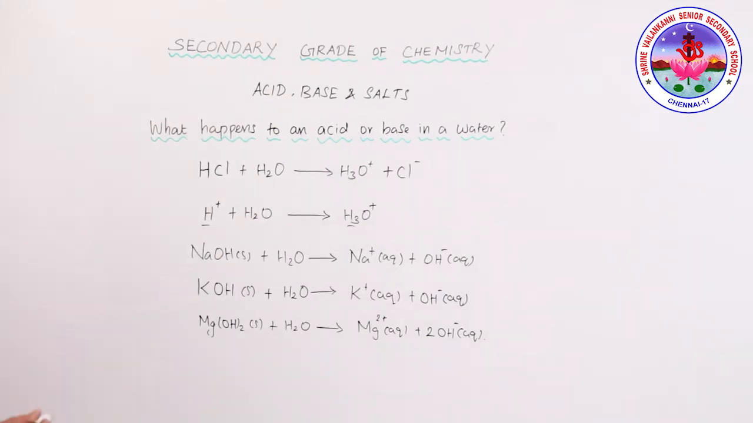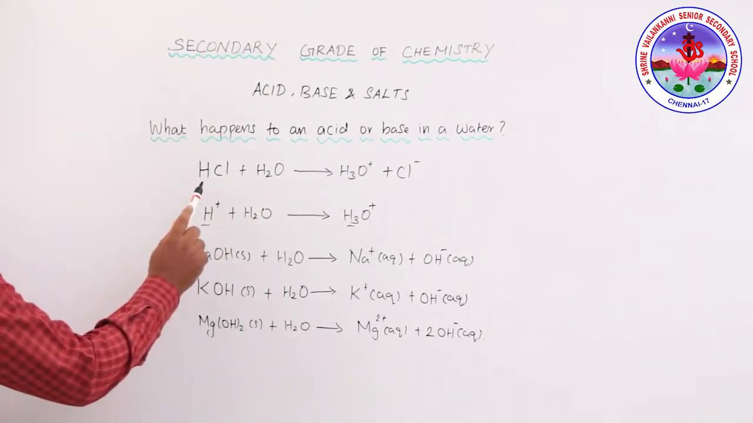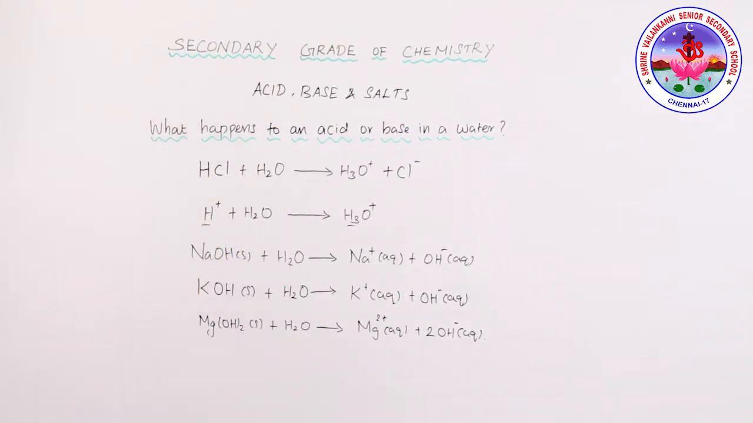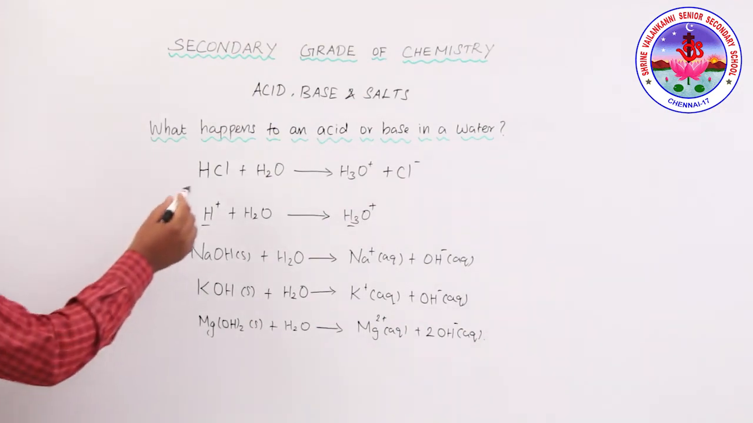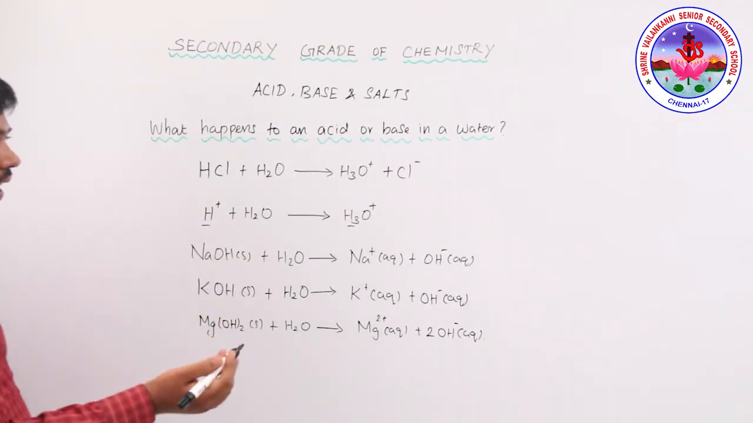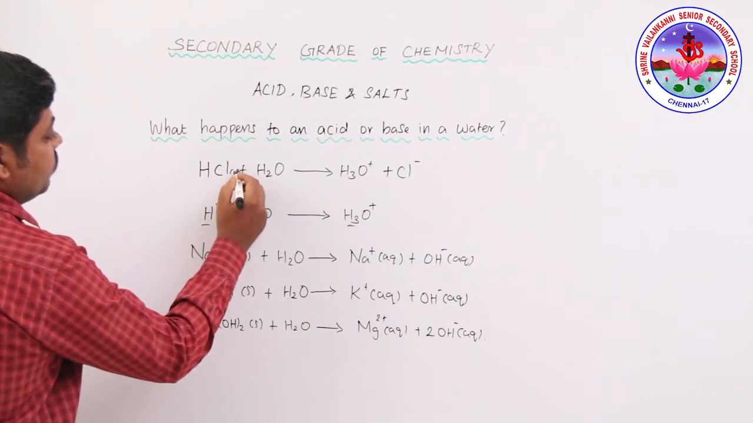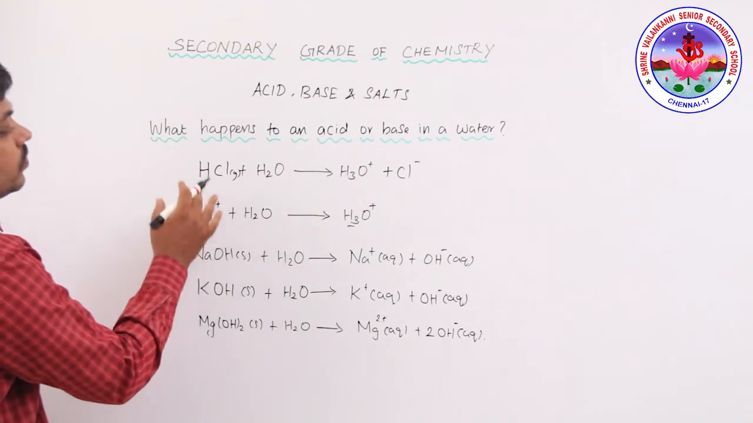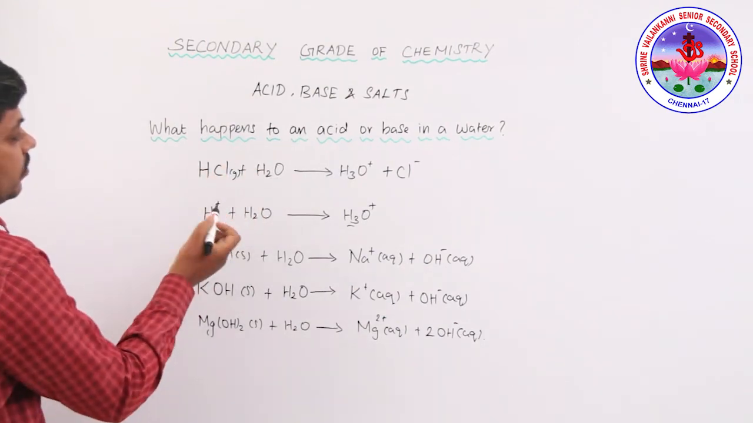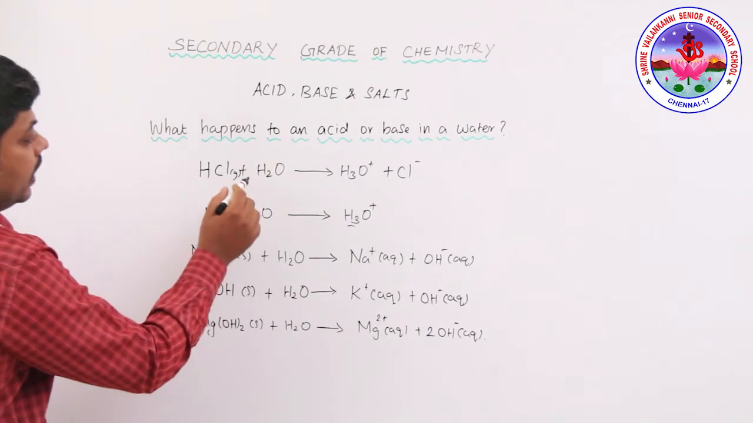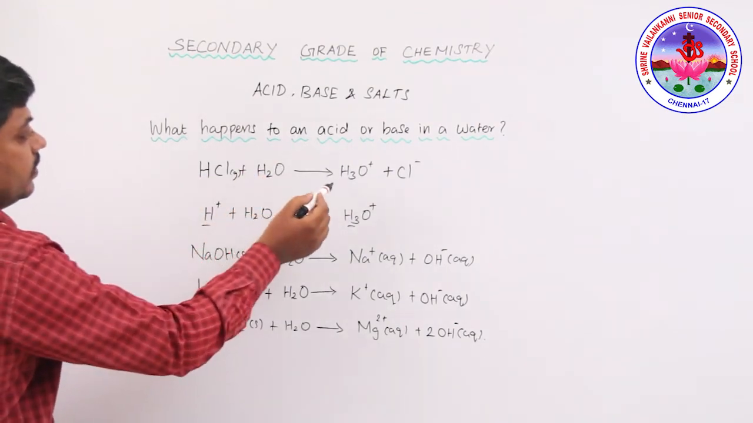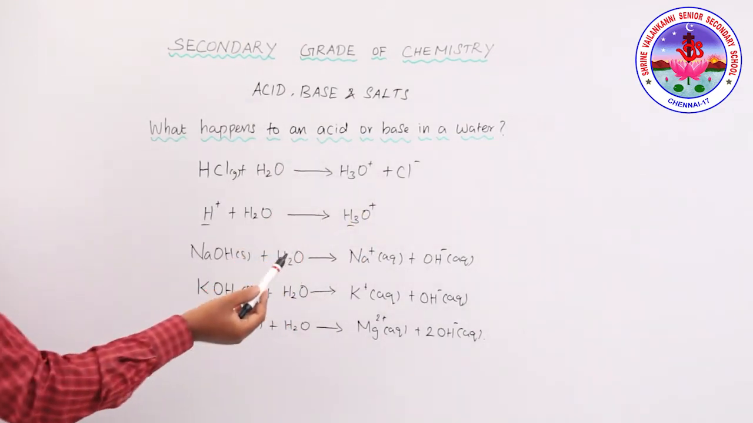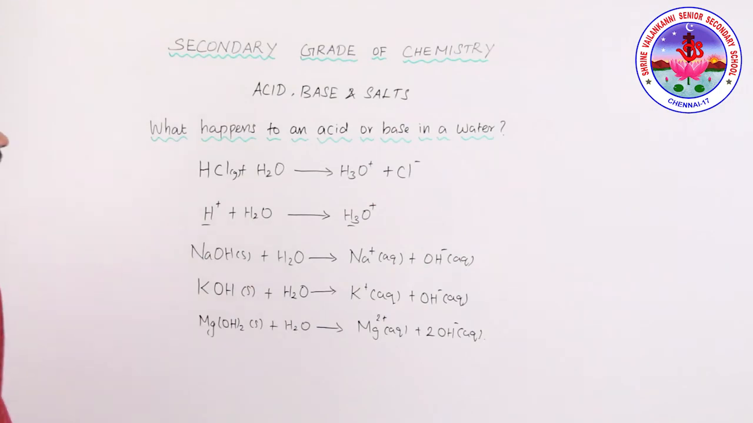So acid or base, only in the presence of water, are called acid or base. For example, HCl gas alone cannot act as an acid, because a gaseous molecule cannot dissociate into ions. Only when the gaseous molecules dissolve in water or come in contact with water do they ionize to give H3O plus or H plus, whichever it is. That is the acid, and the same applies in the case of bases.